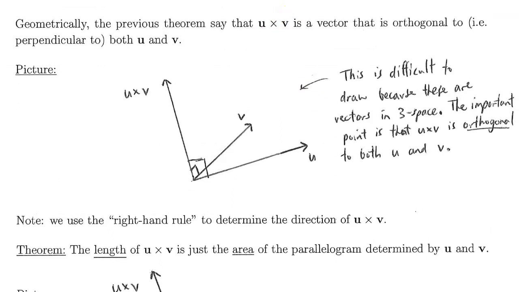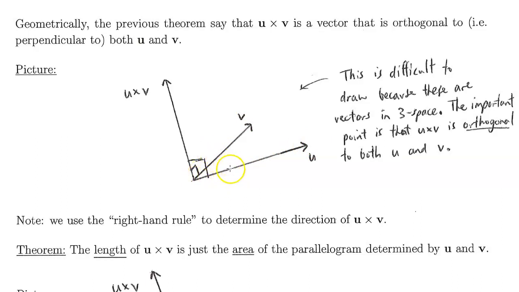Draw these three-dimensional vectors. Geometrically, the previous theorem says that U cross V is a vector that is orthogonal, or perpendicular, to both U and V. So if U and V are both vectors popping out from some point, maybe one way to do this is take two pencils or pens in your hand and have two pencils kind of emanating like a U and a V from some point.